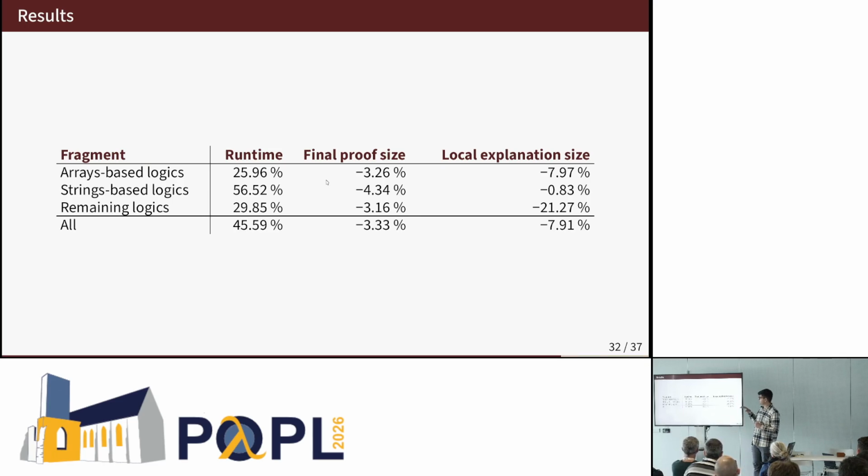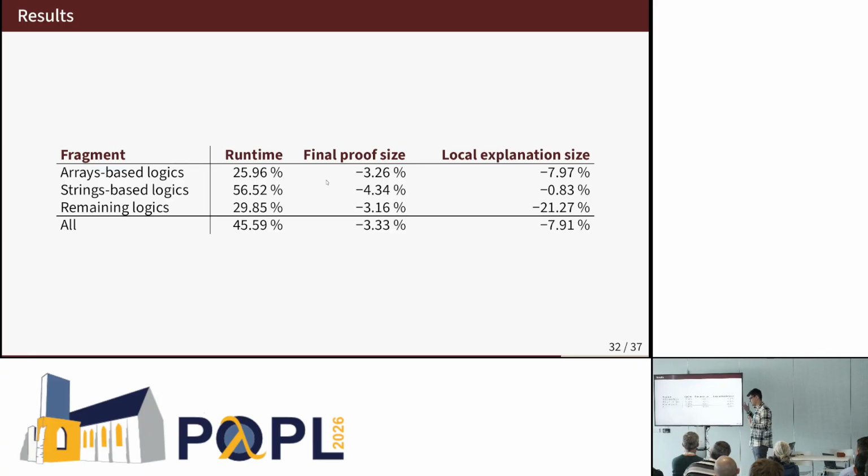So we also measured the local explanation size. For every call to get explanation, we measured the size of the explanation returned and added all that up. And as you can see, this is very theory dependent, right? For the logics which don't have either arrays or theory or strings, the reduction was quite big, more than 20%. But for strings, for instance, it was less than 1%.